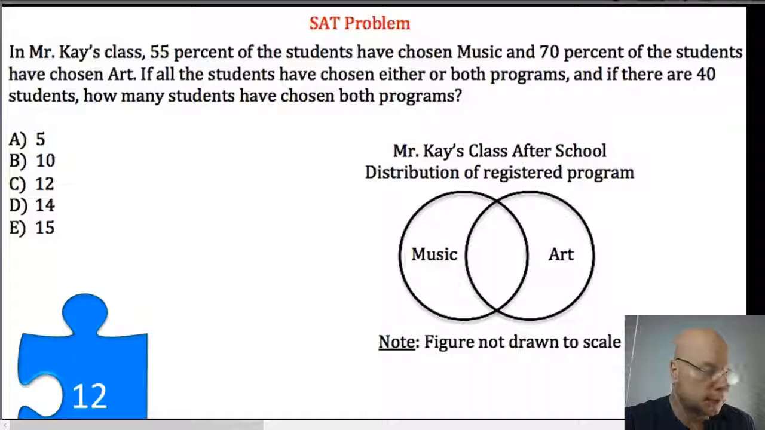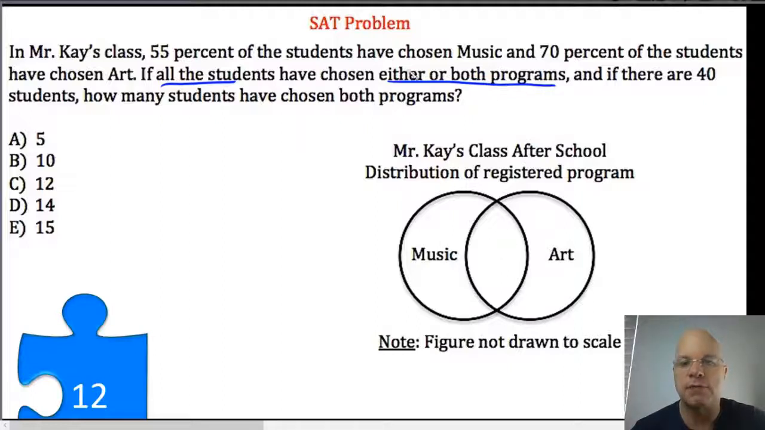Okay, problem number 12. In Mr. K's class, 55% of the students have chosen music and 70% of the students have chosen art. If all of the students have chosen either or both programs, and if there are 40 students, how many students have chosen both programs? The wording is a bit confusing when you first read through it, but here's a key clue. If all of the students have chosen either or both programs, so they either chose music or they chose art or they chose music and art.